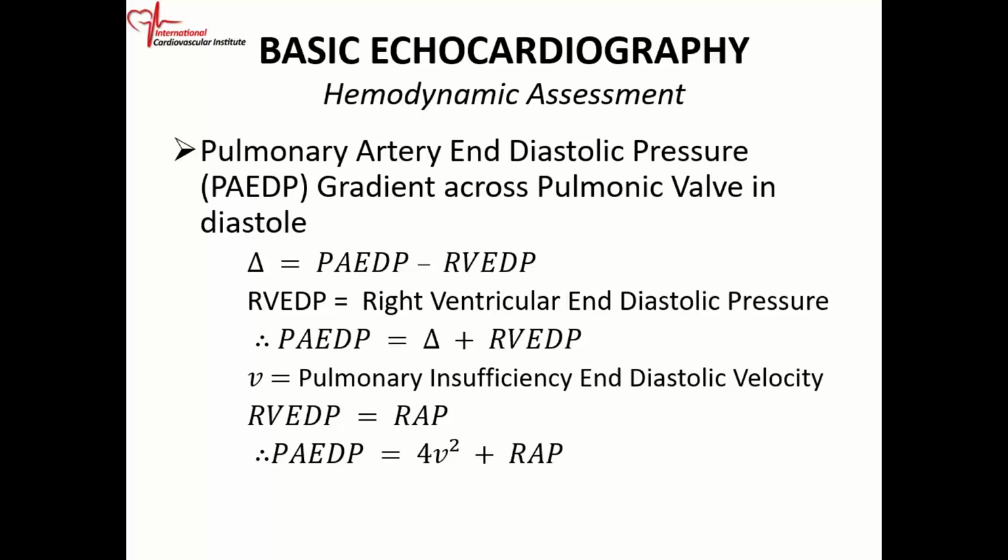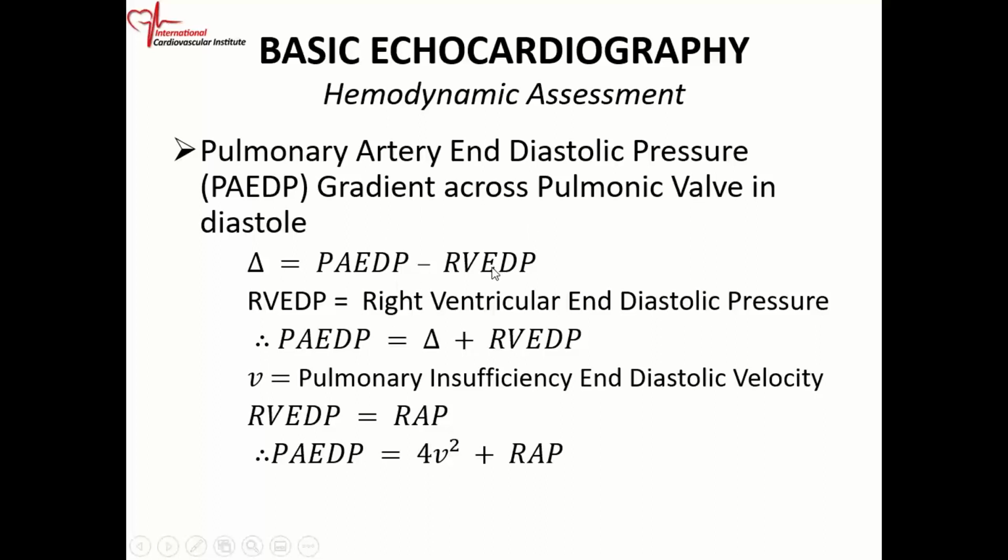So again, blood is only going to flow if there is a pressure difference. So for you to get pulmonic insufficiency, the pressure in diastole in the pulmonary trunk has to be greater than the pressure in the right ventricle in diastole. So the gradient, which is the pulmonary artery end diastolic pressure minus the RV end diastolic pressure, is what's going to cause pulmonic regurgitation, the pressure difference.